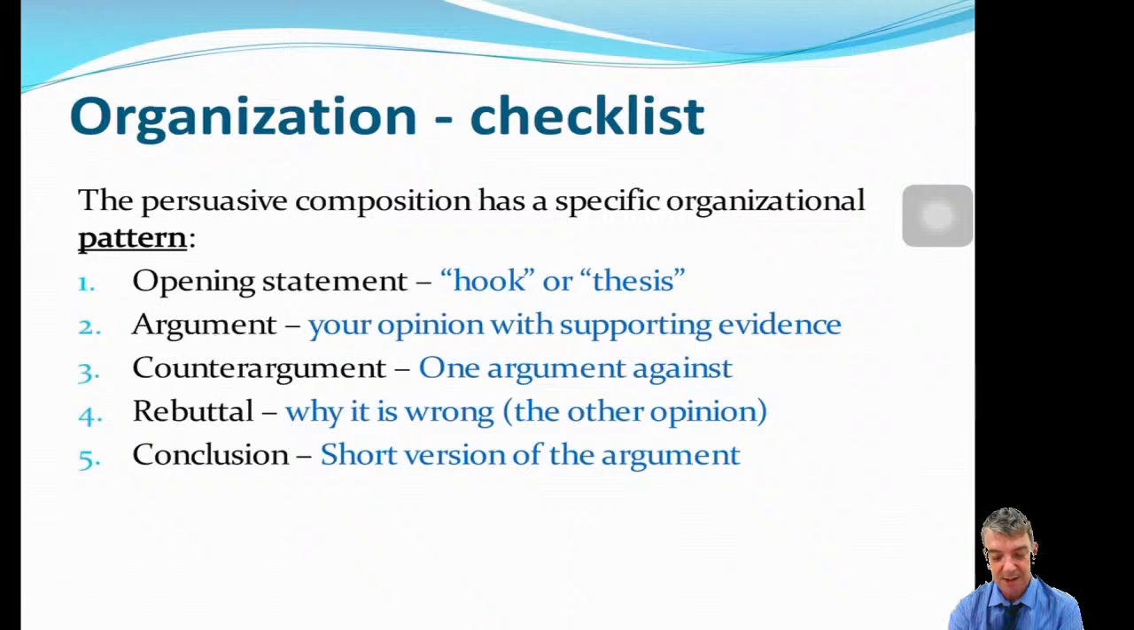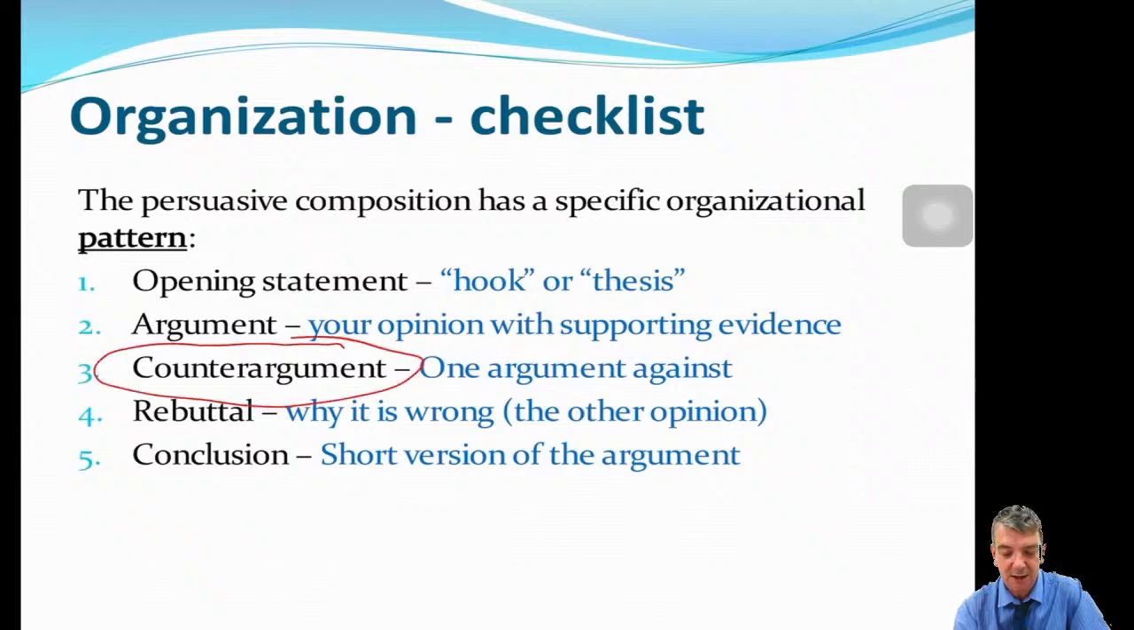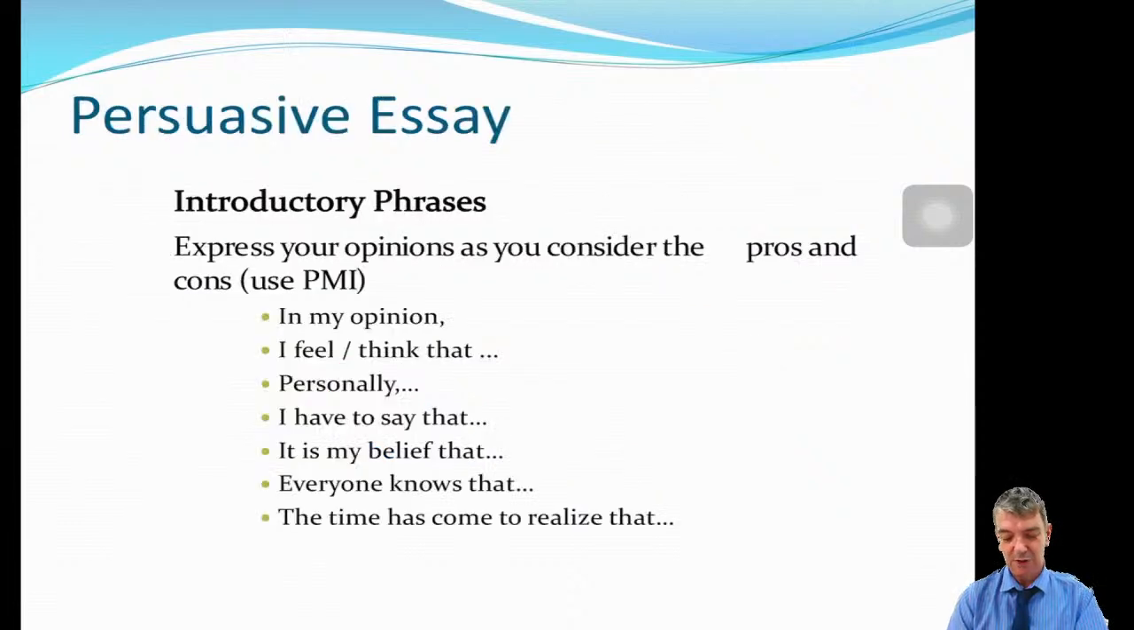So we have the opening statement, then we have the argument, that's your opinion. Then you have the counter-argument. The counter-argument is opposite to your opinion. So some people will agree, but some people will also disagree. What is the disagreeing argument? So that's the counter-argument. Then paragraph number 4 is the rebuttal, why the counter-argument is wrong, in your opinion only. And then finally, paragraph 5 should be a short version of the argument, which is the concluding statement, the thing that lasts in your head, the thing that will be the most lasting thought.